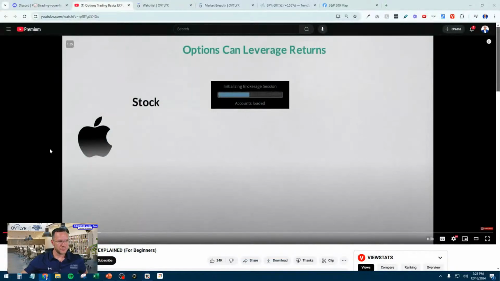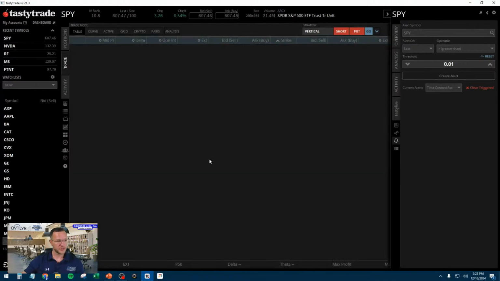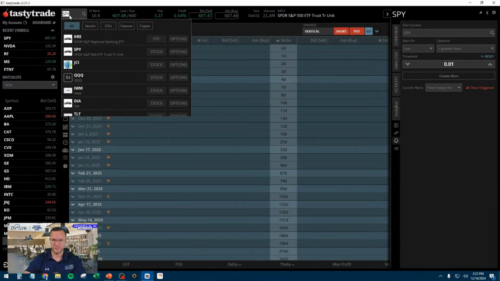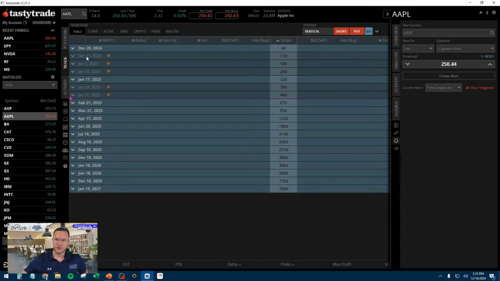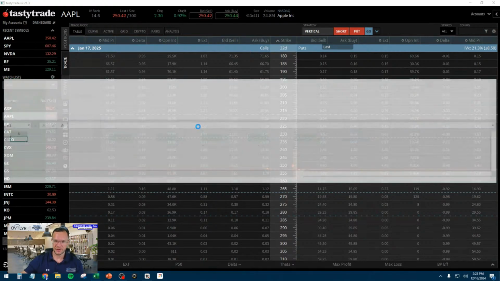Let me log in. Okay, we'll go to Apple stock since that's what he's got pulled up here as an example. And this is the way I trade. Of course, it may be very different from how you trade, but I like to go deep in the money options. This is what the market wizards taught me to do whenever I'm looking to place trades. So we'll go to Apple, and we'll go to this January one here. That's 32 days out. So for example, if I wanted to buy one share of Apple right now, it would cost me $250.